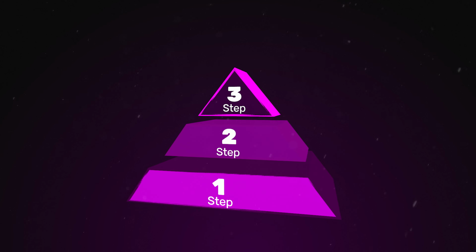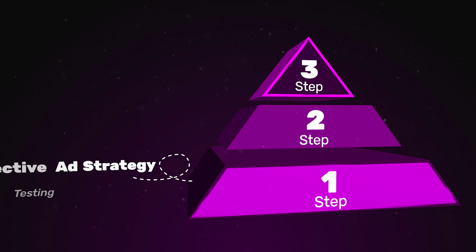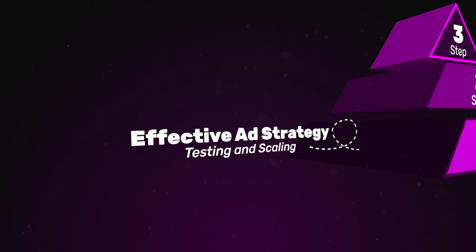So let me break down exactly how we structure our Meta ad account at Obvi. First, we have just 2 campaigns, one for testing and one for scaling. That's it. Trust me, this works at every level, whether you're spending $100 a day or $100,000 per day.